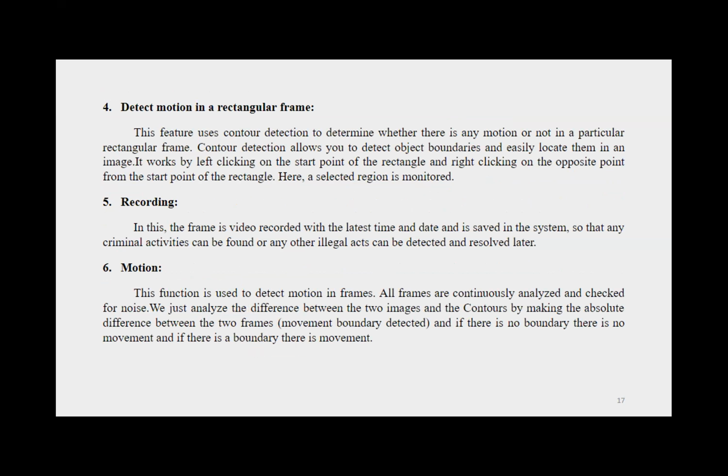Yes, madam. It determines whether there is any motion or not in the particular rectangular frame. Then the recording feature, we know everyone. And the 6th one is the motion. This function is used to detect motion in the frame.